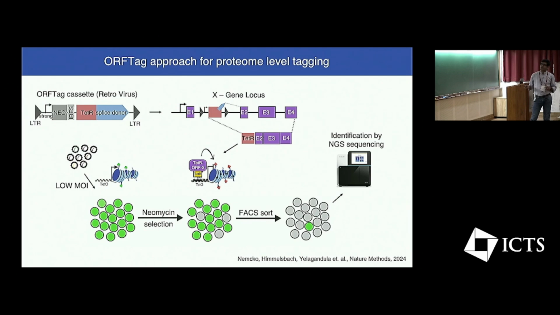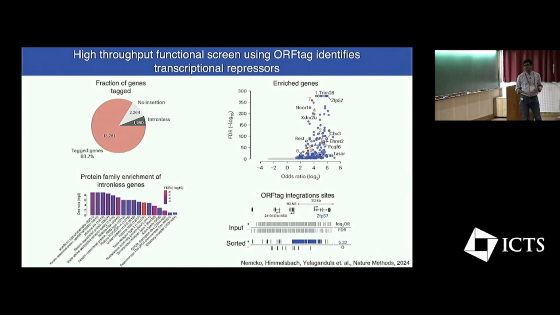We performed this screen to identify the repressors. We started the screen with 500 million cells, and around 1% of cells were showing reporter silencing. We FACS sorted those, and by NGS sequencing, we identified the genes which are causing the repression. With this ORF tag approach, we could tag around 85% of the genes.